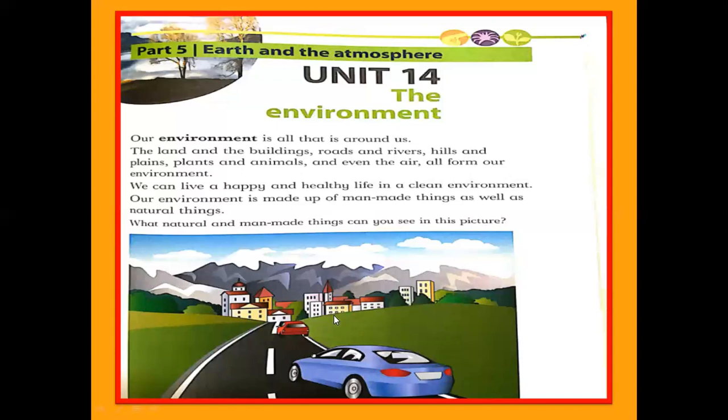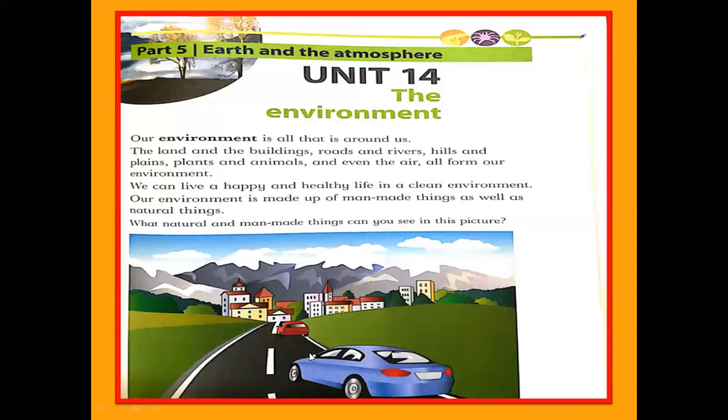Now, how is our environment made up? Our environment is made up of man-made things and also natural things. Now, which ones are the natural things and which ones are the man-made things? First of all, look at this picture, and you can see here in this picture roads, cars, green area, green land, greenery, grass, trees, buildings, mountains, hills, and also clouds, sky.